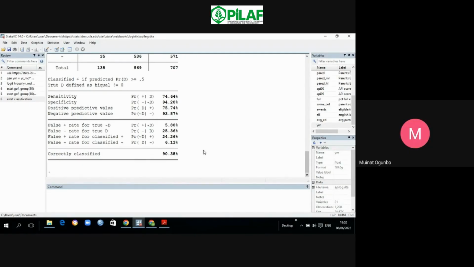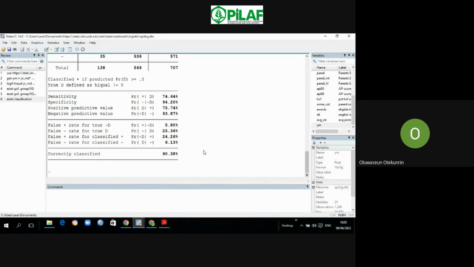Does it mean that if you are at 50%, it will still be classified as correctly classified? It depends. This is the overall classification, 90.38. It means that our model has been able to classify 90.38% correctly. If it is 50%, that means you are saying correctly classified is 50%.